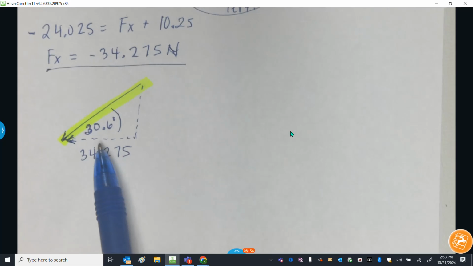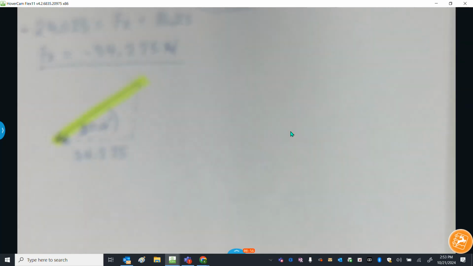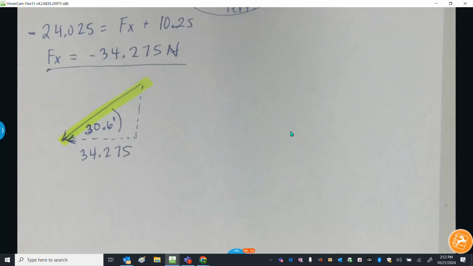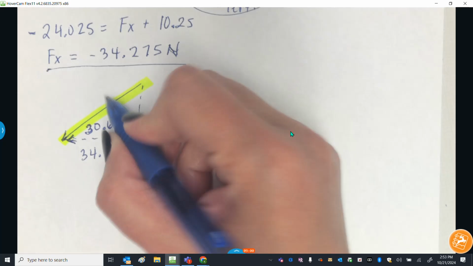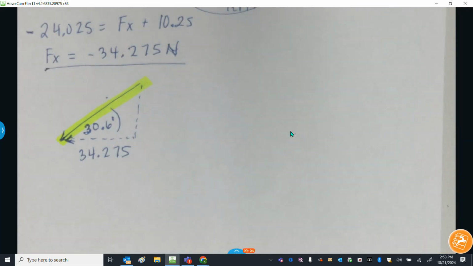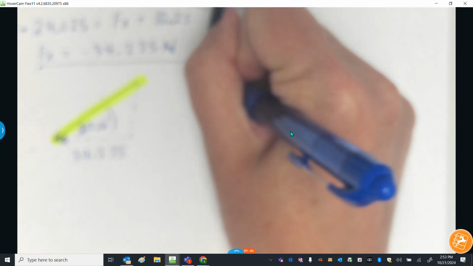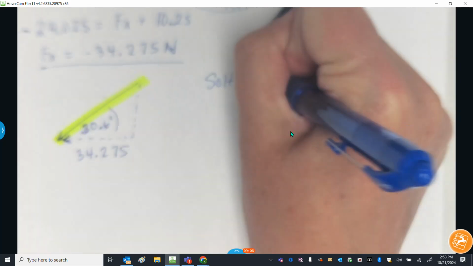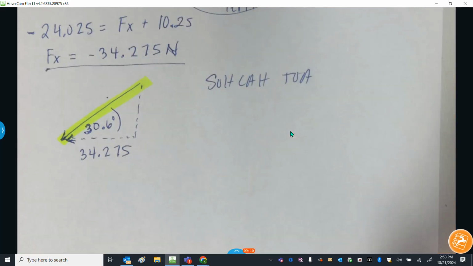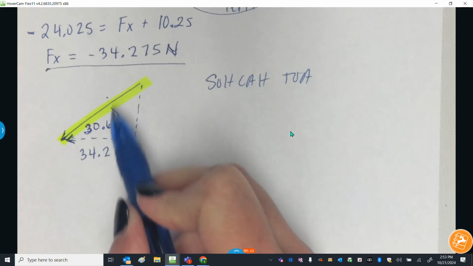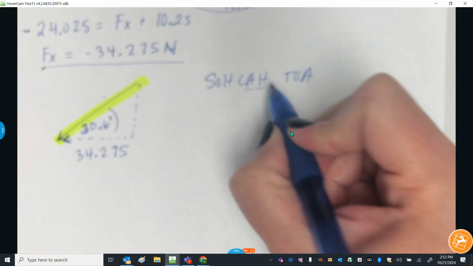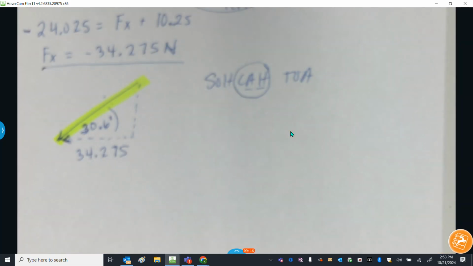So with that information, because I know both the angle and one of the sides, I can use trig. I can use SOHCAHTOA to help me find this. Again, I'm looking for that one, which is the hypotenuse. So if I'm using SOHCAHTOA, then I have the adjacent side, and I'm looking for the hypotenuse. Adjacent hypotenuse, that's right there. That means we're going to be using cosine.